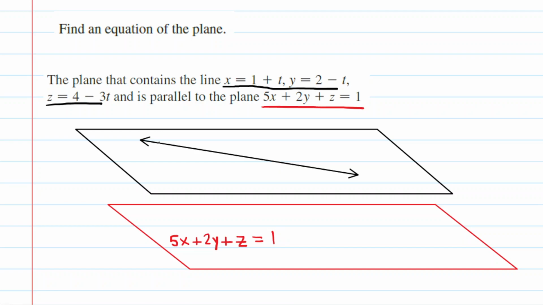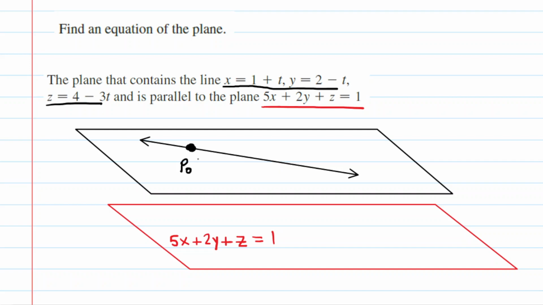Now, to find the equation of the black plane, we need two pieces of information. First of all, we need a point that lies on the plane. Now that's not too bad because we have a line that is on that plane, and that line will contain an infinite number of points. We can find one of those points. For now, we're just going to call that point P0. Again, this point lies not only on the line, but also on the plane.